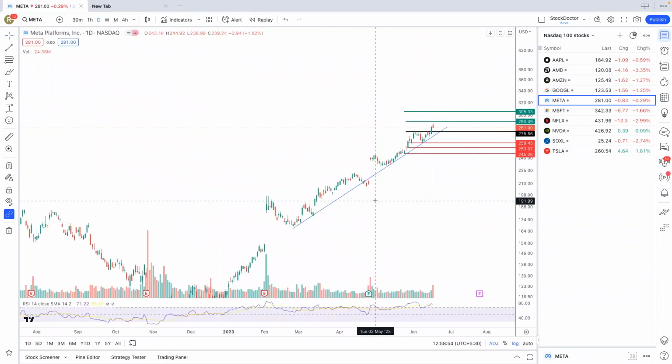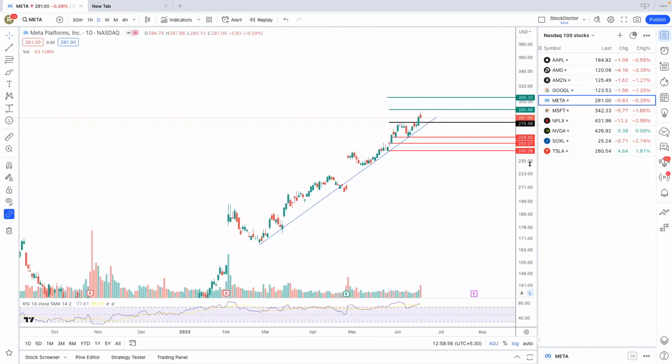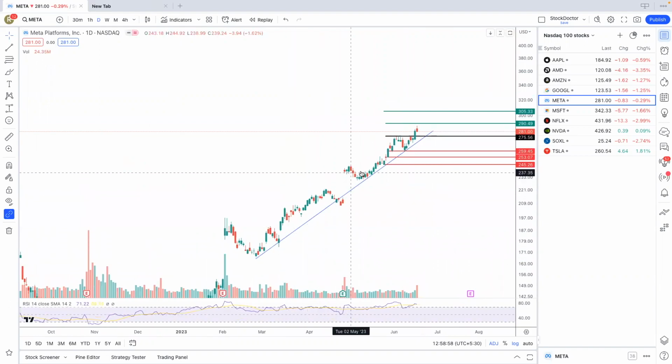So for Meta, there are two possibilities. Either it will continue this trend here by taking support on the trend line. The first target is 290, which it already hit, and then the next target is 305.